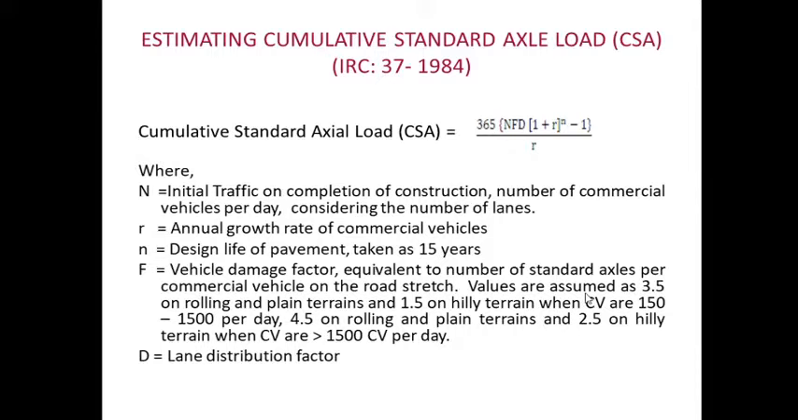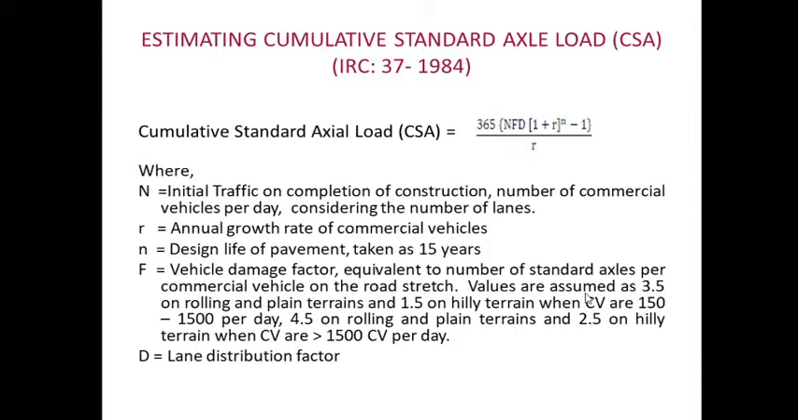Then values are assumed as 3.5 on rolling and plain terrains and 1.5 on hilly terrain when commercial vehicles are 150 to 1,500 per day. And we have to assume 4.5 on rolling and plain terrain and 2.5 on hilly terrain when the number of commercial vehicles is greater than 1,500 per day.